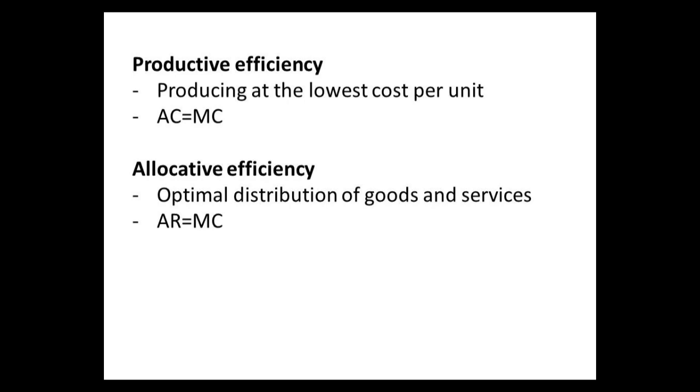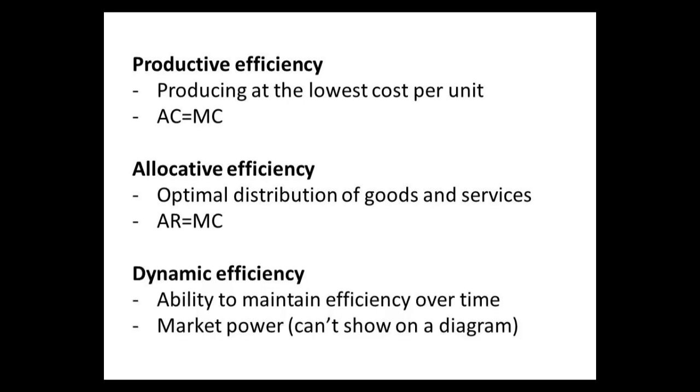The reason being, any quantity below this, where Q is less than this quantity, consumers would benefit if more was consumed because their demand curve exceeds the marginal cost. But any quantity above this Q means that producers would lose out because their marginal cost would be above the price that they can charge. That means at this point AR equals MC is the point at which goods are distributed at the optimal level, where both consumers and producers are made as well off as possible.